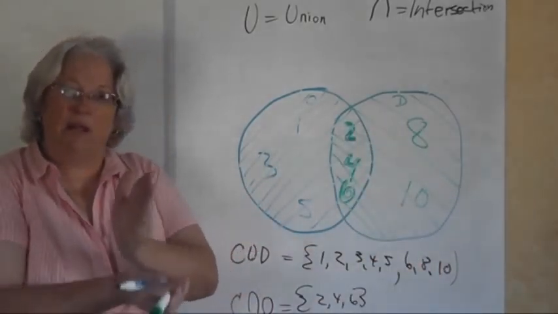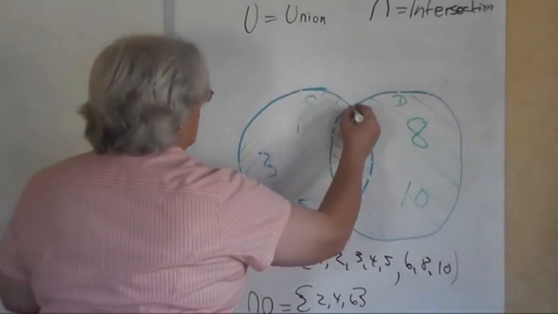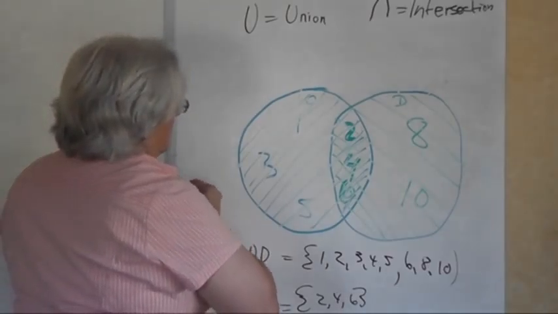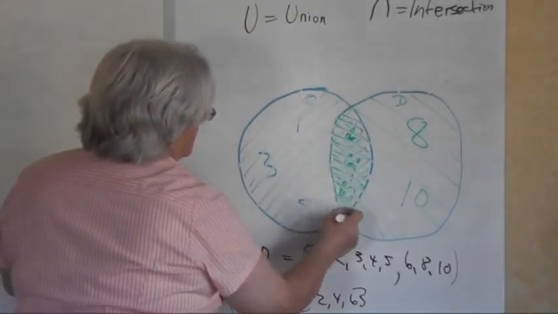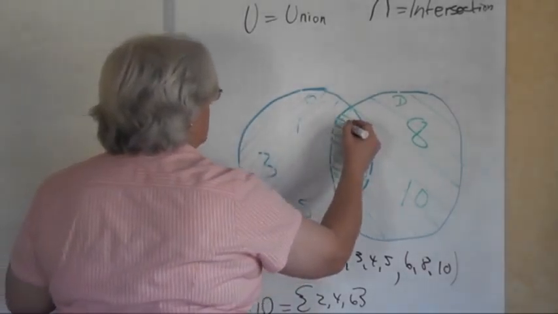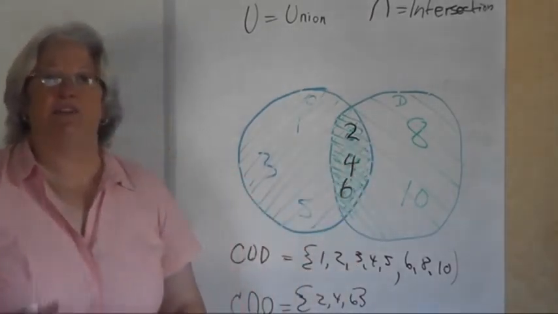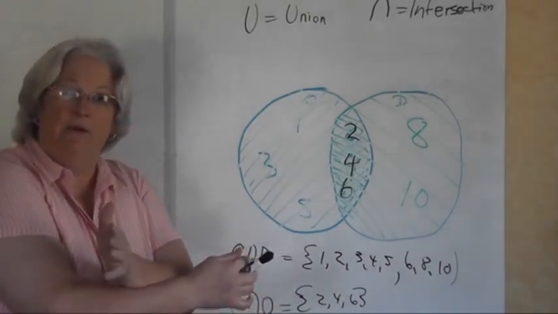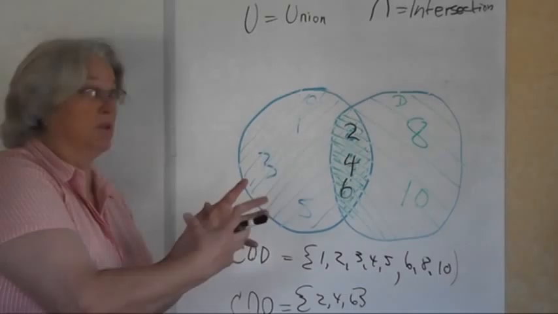The intersection is the place where they overlap. You can see right here, we have the blue hitting here in the middle, and the green hitting here in the middle. Just like when I drew these numbers to begin with, I had the 2 drawn in blue and green, the 4 drawn in blue and green, and the 6 drawn in blue and green. So the intersection, the area where they overlap, contains only those elements that you find in both of the sets.